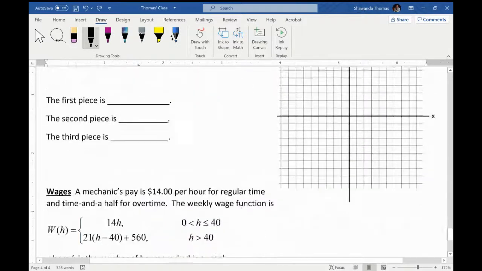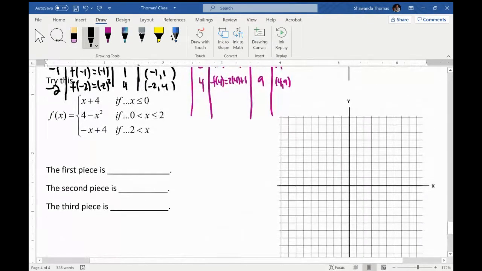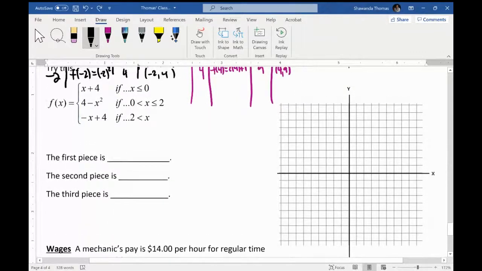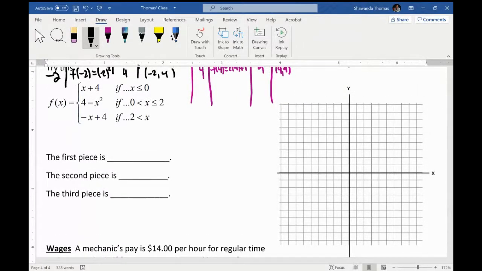All right. So let's go to one that has 3 pieces. See what happens. First piece: someone other than Kenneth and Alicia and Christina, tell me what's the first piece? f of x equals x plus 4. All right. Other than them, can someone tell me what type of function the first piece is? Linear. Yep. It'll just be a piece of a line.